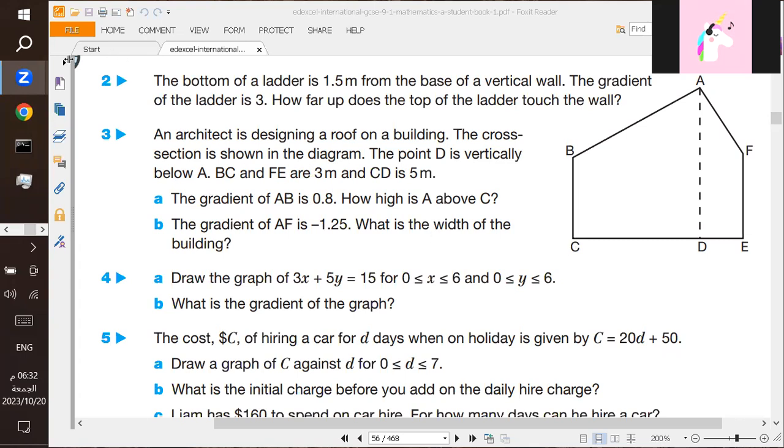So first, let's write the numbers that we have here. So BC and FE are 3 meters, this one is 3 and this one is 3. Now, CD is 5. So this one is 5 meters. Now let's cover the area down so we can work. Here, covering. Yes, this one. Just make it white.